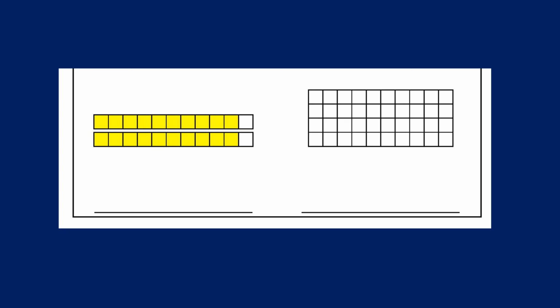In this array, we have 10 plus 1, and we have 2 groups. So our distributive property would be 2 times 10 plus 1 equals 22. Here we only have one array. It's 4 tall and 10 wide. So our expression would be 4 times 10 equals 40.